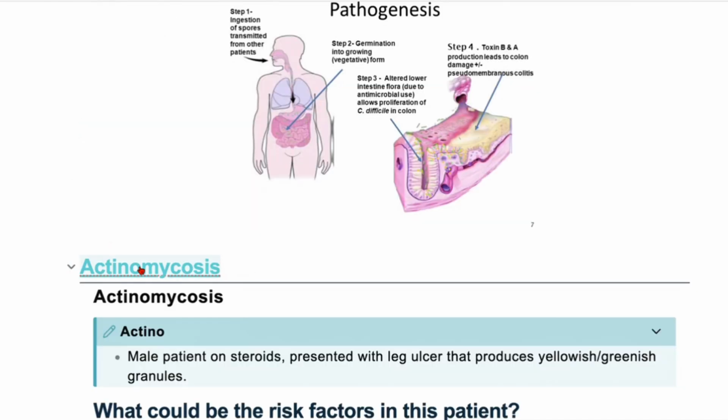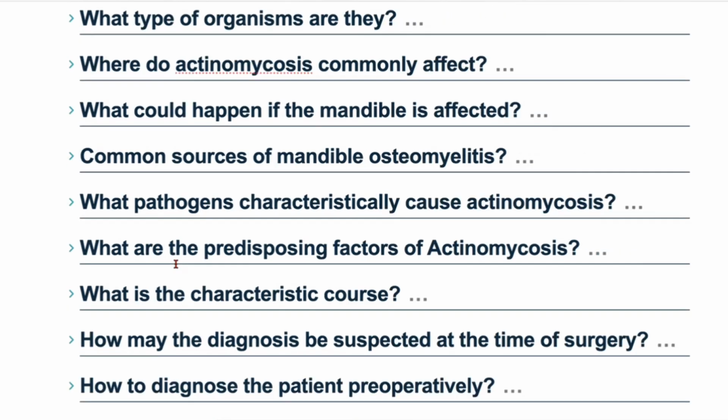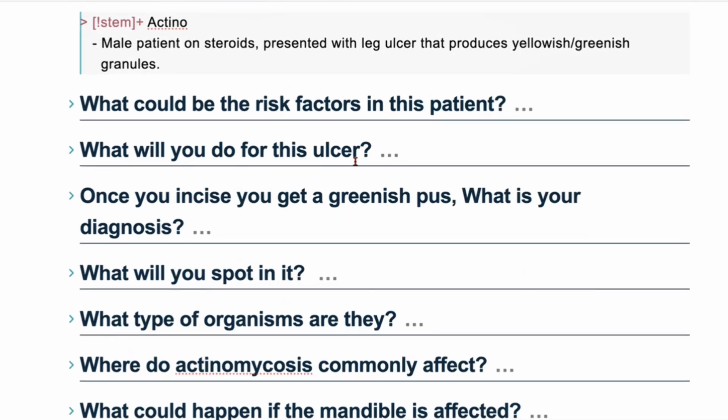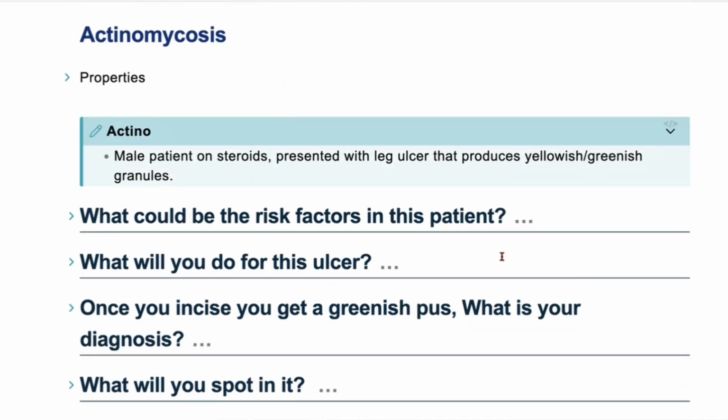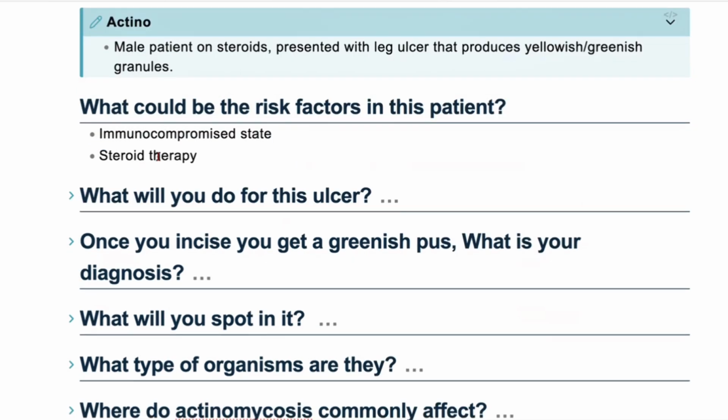So actinomycosis. Yes. Right. So I think it's a fairly recent scenario. It doesn't come very often, but again, people talk about it as well. So we have a male patient who was on steroids and presented with leg ulcers that produce yellowish/greenish granules. What could be the risk factors in this patient for having this presentation? So the first risk factor is that the patient is on steroid therapy, which means that they would likely have poor wound healing, and also the patient is in an immune compromised state. Yeah. So these are the two main risk factors.